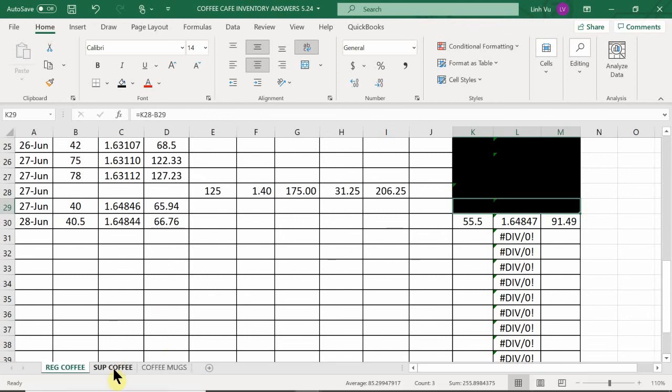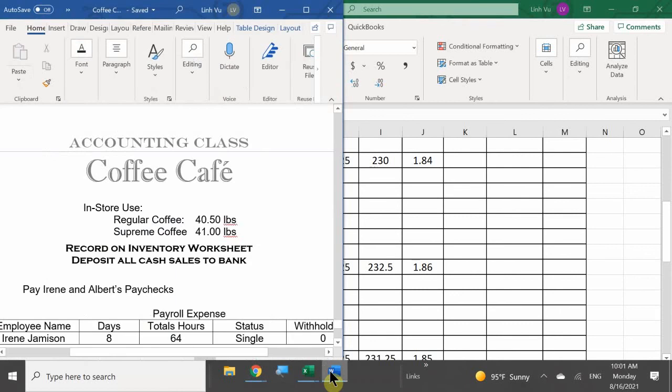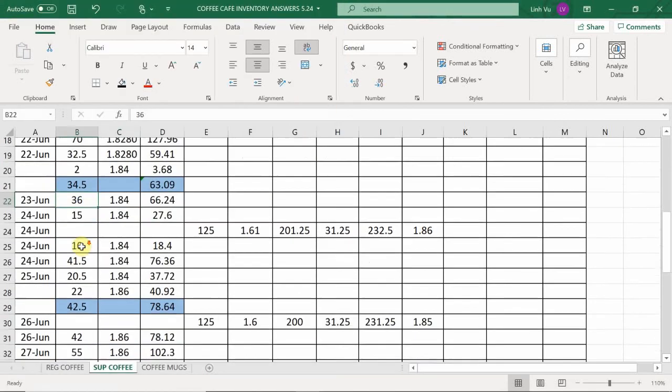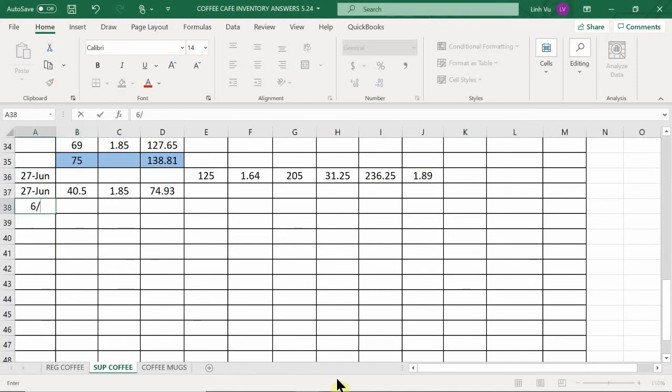Now we got to go to Supreme Coffee because we sold 41 pounds of the Supreme Coffee. So on the 28th, Supreme, is that a Supreme large? No, the Supreme is just the pounds of coffee that we have. We brew coffee. That's why we have medium and large cups. Yeah, but on my paper, I just have in-store use regular coffee 40.5. Oh, it's on the next page. Here it is. Supreme coffee, 41 pounds.